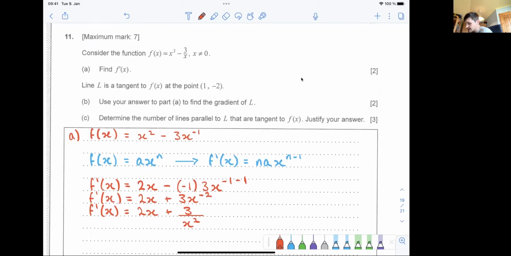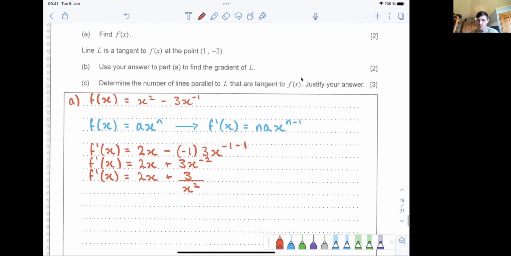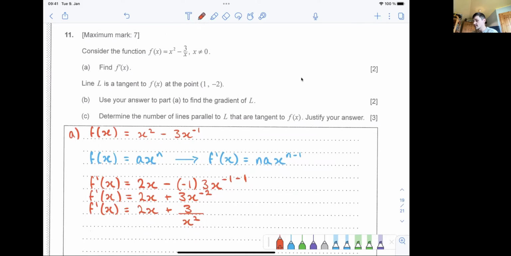Part B says, line L is a tangent to f(x) at the point (1, -2). Use your answer to part A to find the gradient of L. Another term you can use for the first derivative is the gradient function. It's good to remember the link between a function and its first derivative. The first derivative will tell you the gradient of that function at any particular x value that you substitute into it.